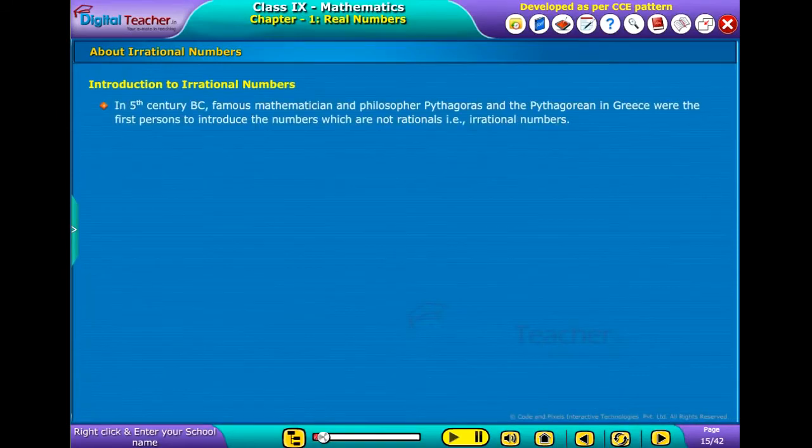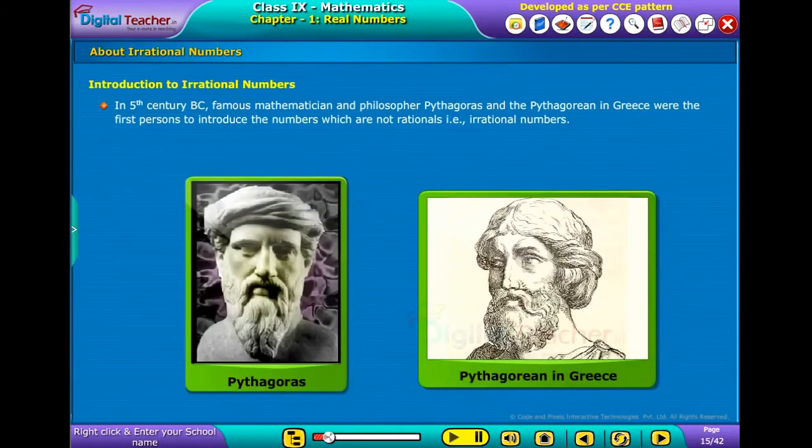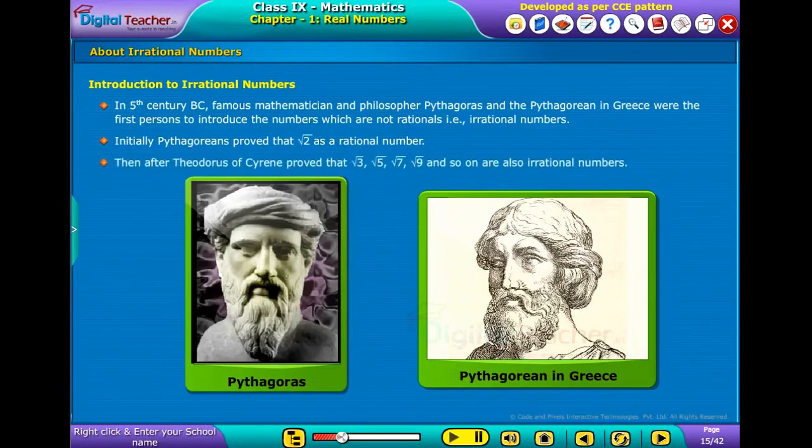Let us see a brief introduction to irrational numbers. In the 5th century BC, the famous mathematician and philosopher Pythagoras and the Pythagoreans in Greece were the first persons to introduce numbers which are not rationals, that is, irrational numbers. Initially, Pythagoreans proved that root 2 is an irrational number. Then, Theodorus of Cyrene proved that root 3, root 5, root 7 and so on are also irrational numbers.